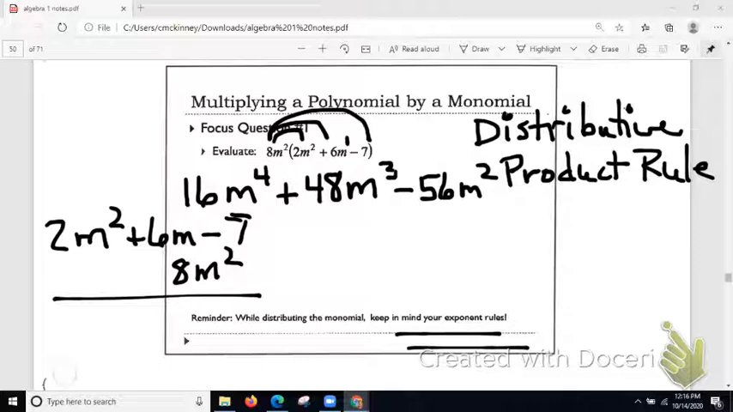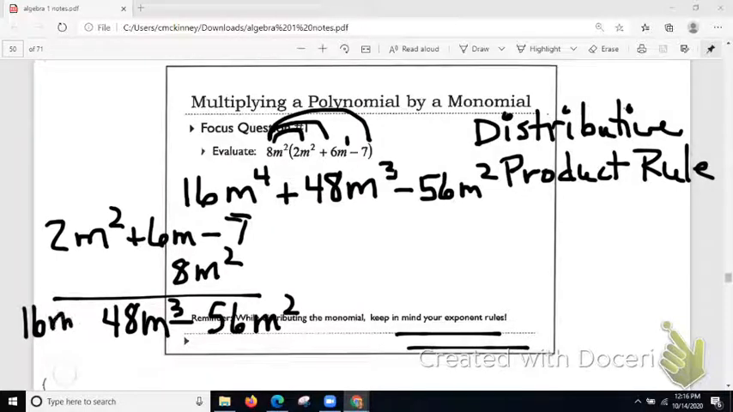So 8m squared times negative 7 is negative 56m squared. 8m squared times this positive 6m, 48m to the third. And then 8m squared times 2m squared is 16m to the fourth. And we need those signs in between terms. You get the same answer either way. I just typically go left to right and move across that problem.